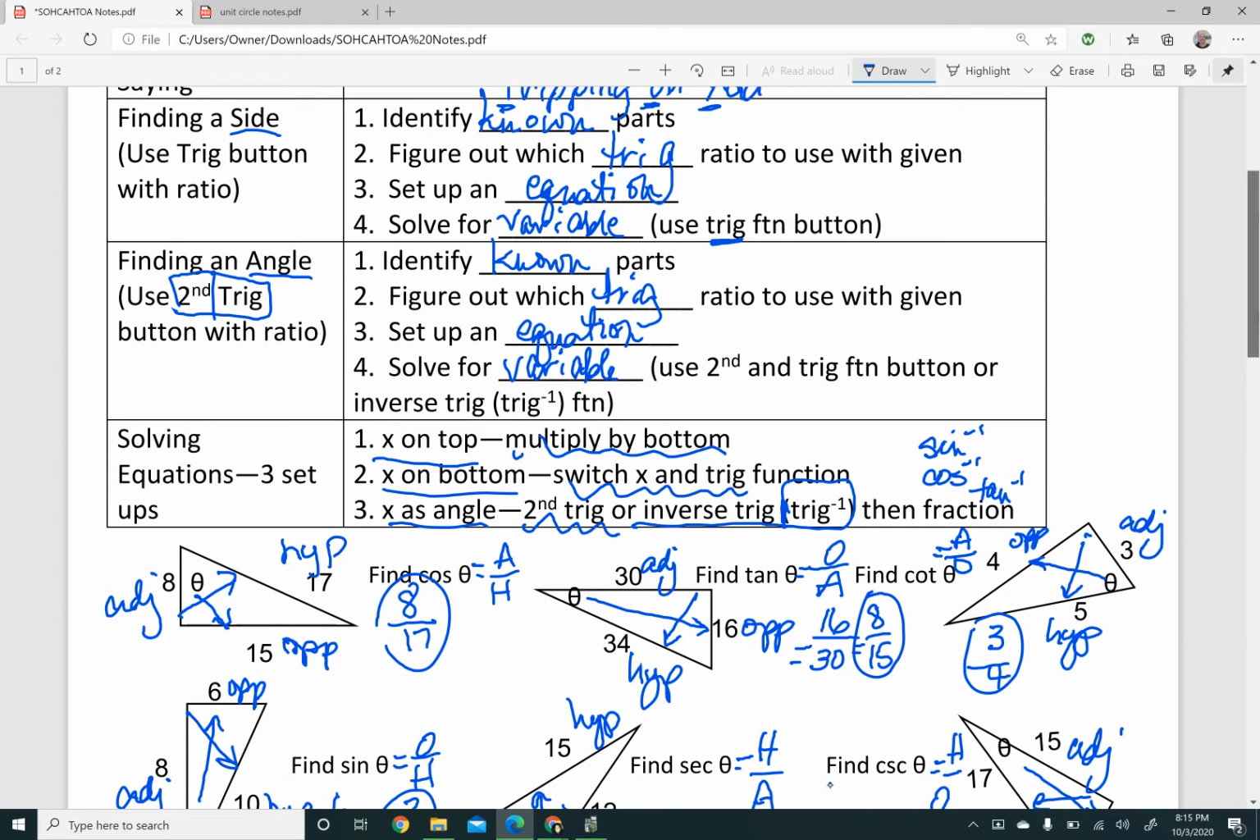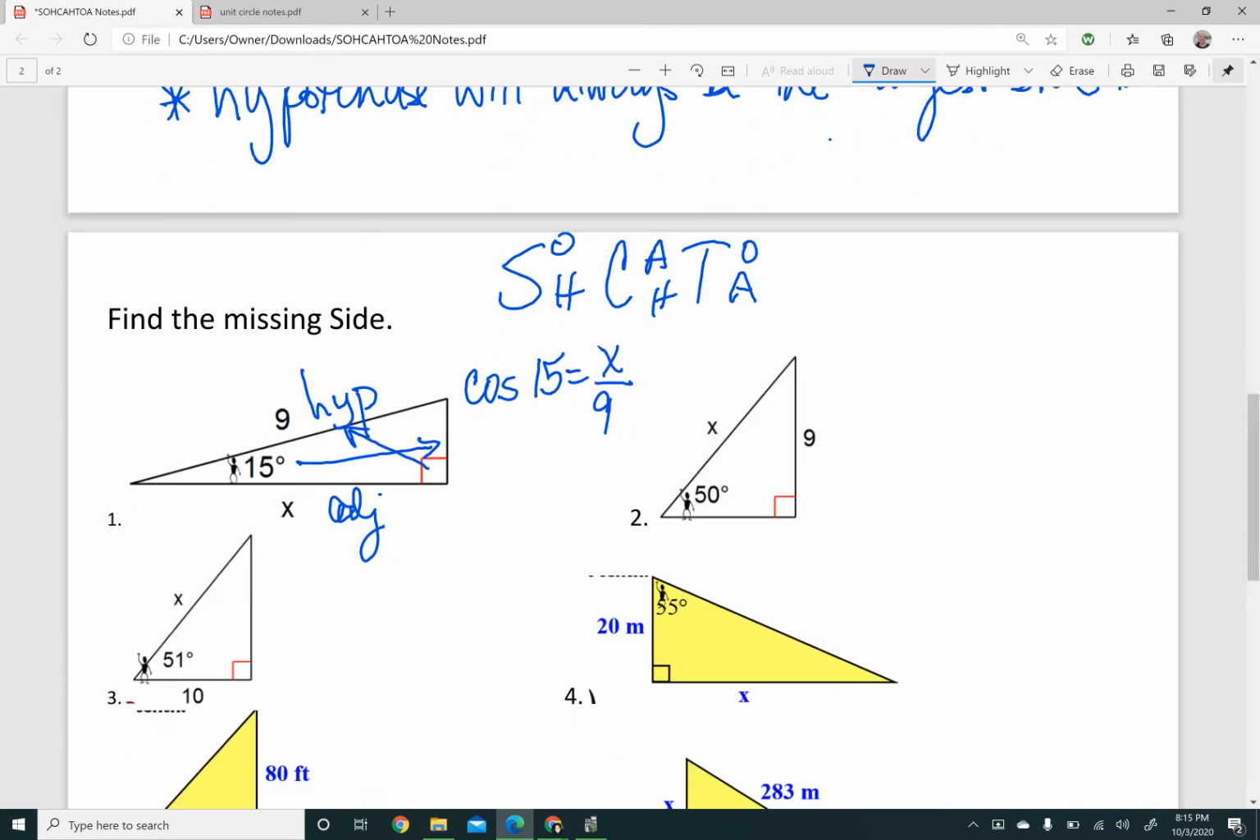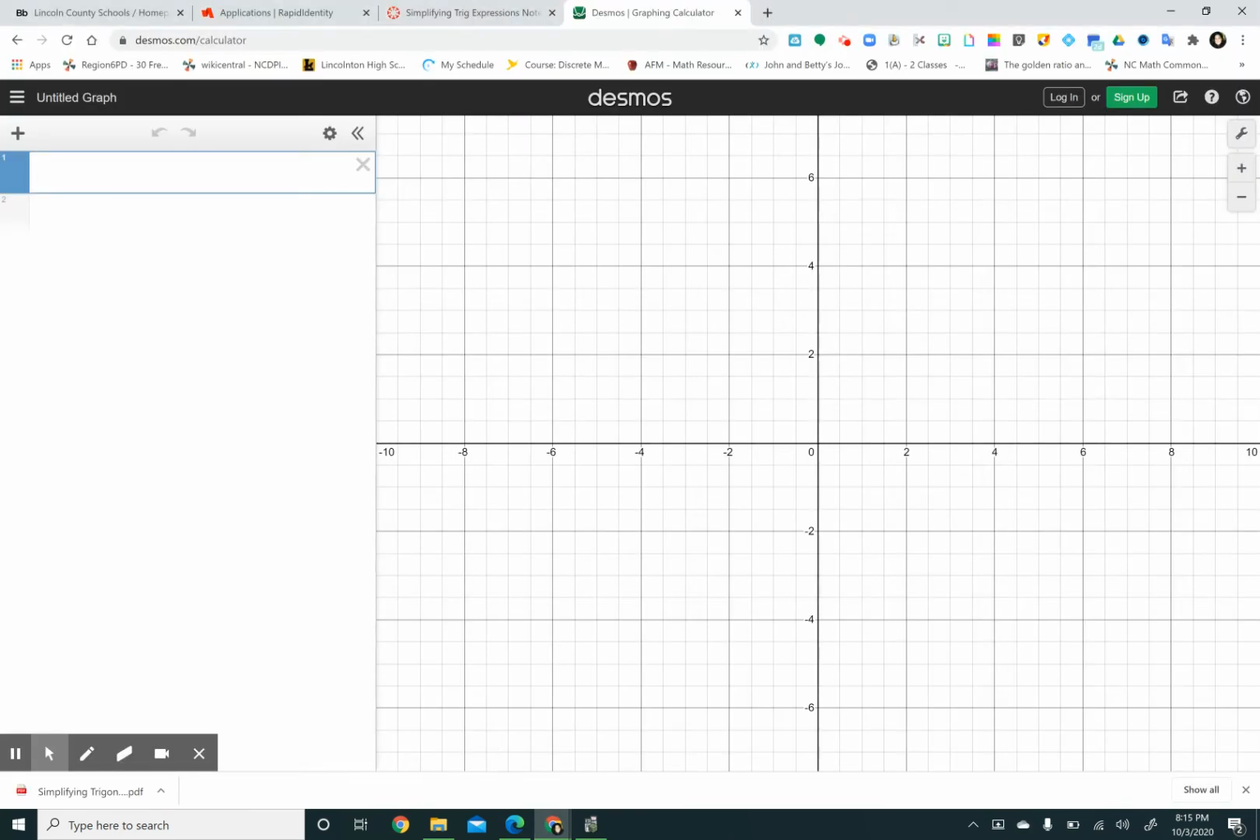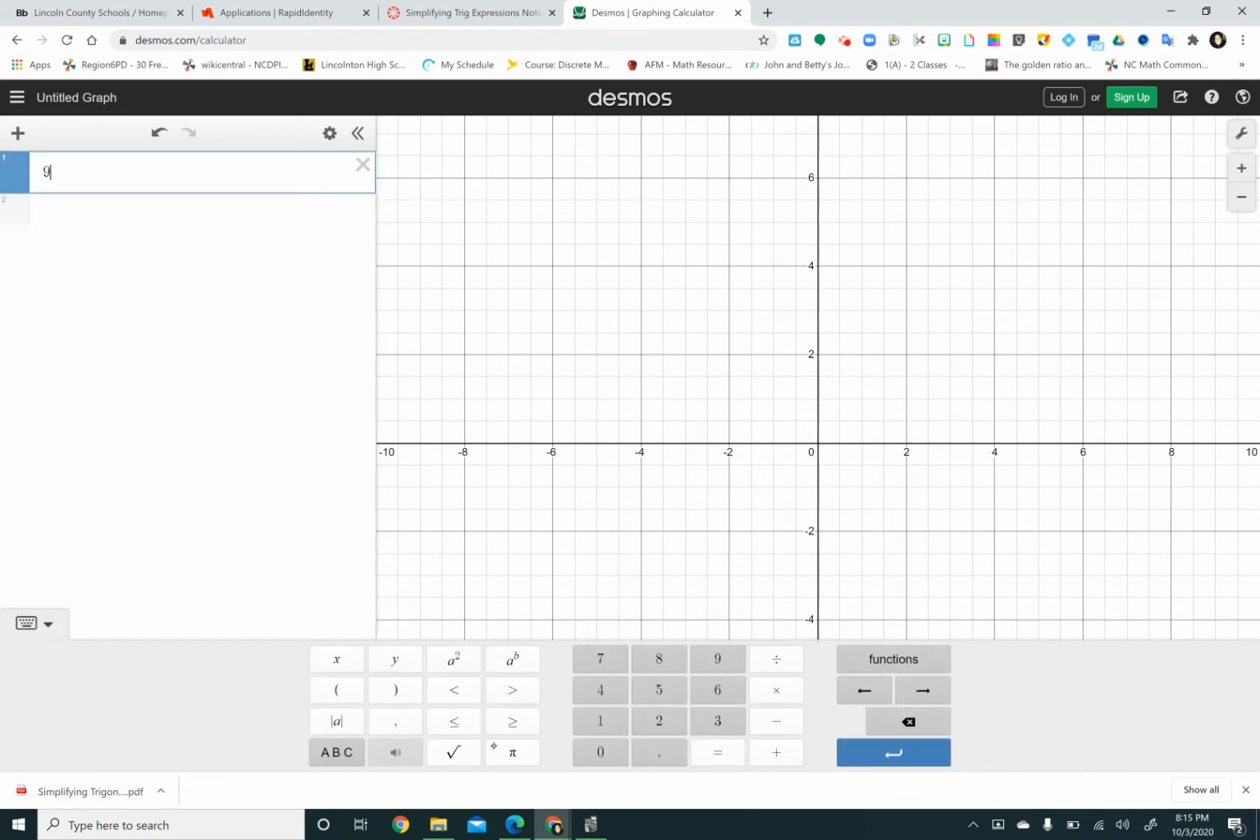So our equation has x on top, so we're going to multiply by the bottom on both sides. So we're going to put this in our trig function in our calculators. We're going to go right over here to Desmos, and we're going to put in 9, and make sure it's in functions under trig. See, it says cosine of 15.